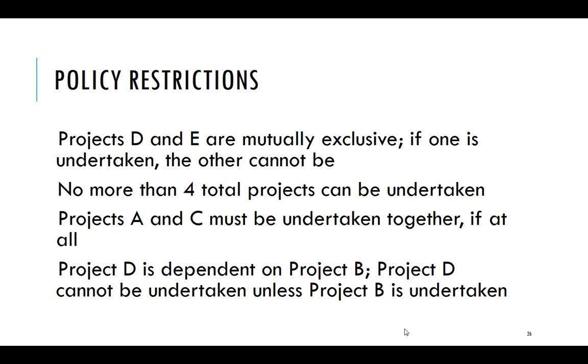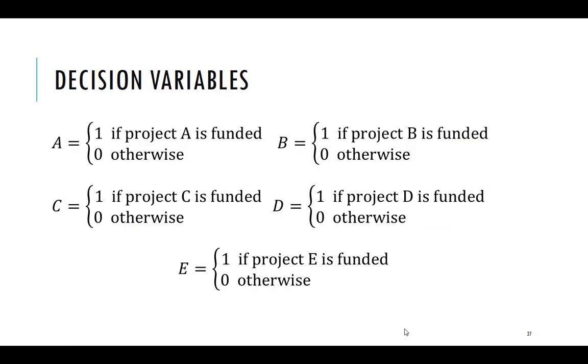So first, let's look at our decision variables. This is rather straightforward for a capital budgeting. We have one decision variable for each project, and we give each one a binary variable. So we say let A equal 1 if project A is funded, 0 otherwise. So if we decide to do project A, it gets a 1. If we decide not to do project A, it gets a 0. We do the same thing for the other 4 projects, B, C, D, and E. So rather straightforward for defining the decision variables.